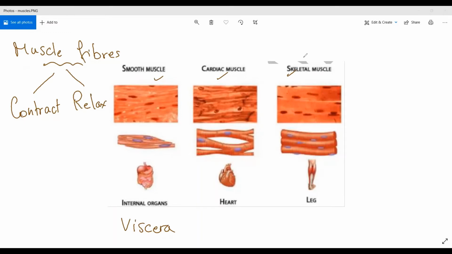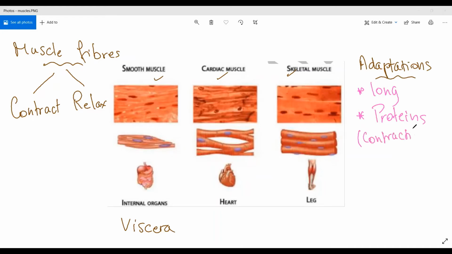Now here, what's the adaptation? Or how are they specialized? How are they differentiated? At the beginning, they have to be longer than any other cell. They have to elongate. That's why we call them fibers. They must contain more proteins. And these proteins are certain types of proteins. We call them contractile proteins. It means that they can contract and relax.